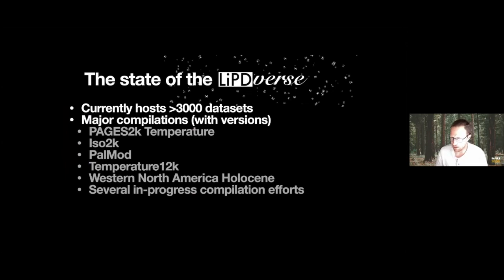Okay, I want to talk briefly about the state of the Lipiverse and what's available on there. There are currently more than 3,000 datasets on Lipiverse. The overwhelming majority are associated with these major compilations. There are these published compilations, which I mentioned earlier, for which we're keeping track of version control. And there are several more that are coming online currently.